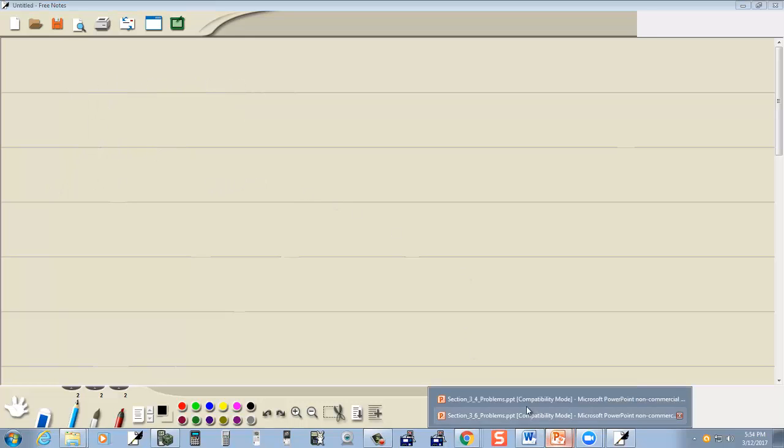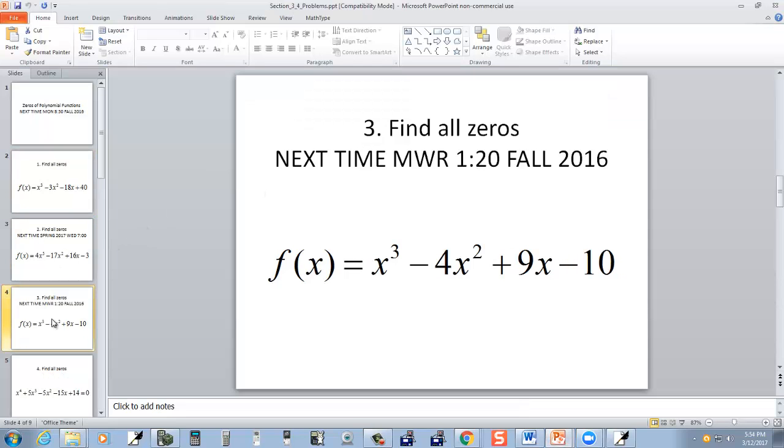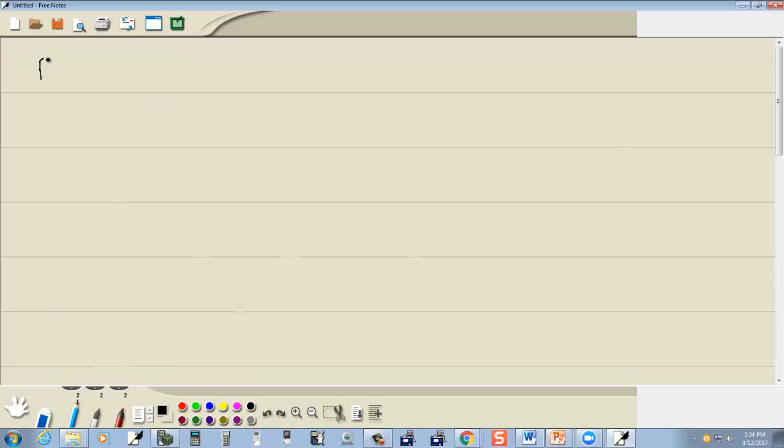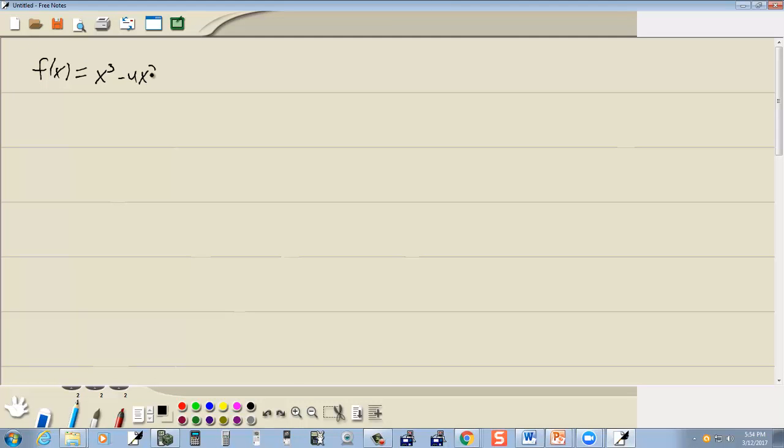Okay, so let's, I think this is one for the quadratic formula. Got f of x is equal to x to the third minus 4x squared plus 9x minus 10.